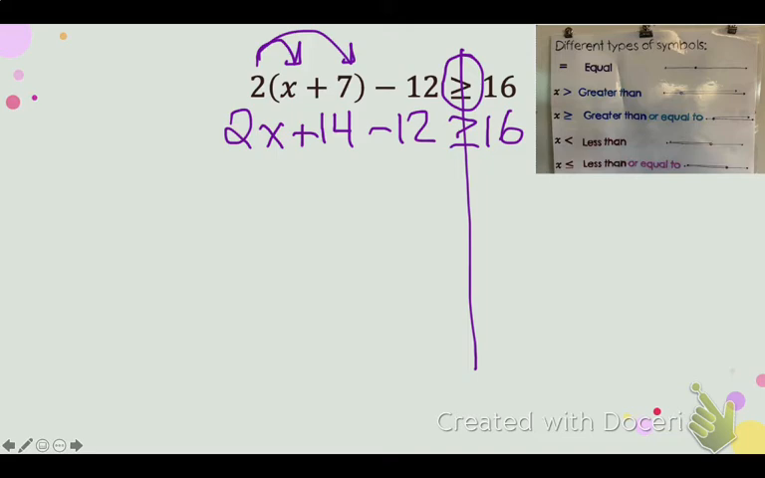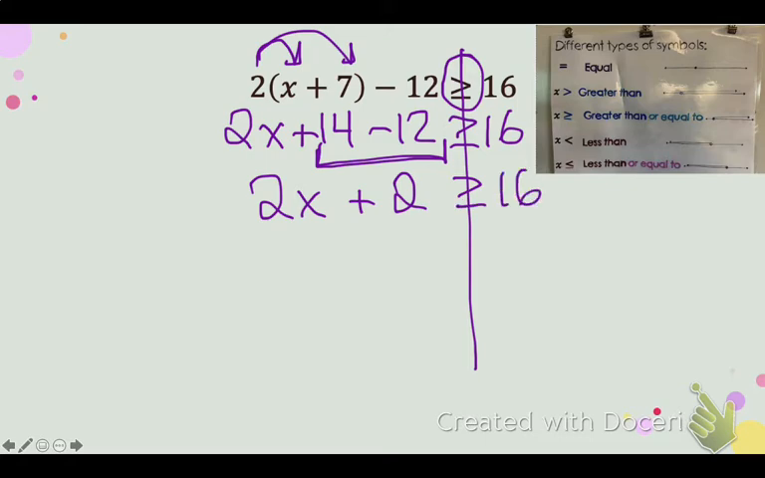Step 2 is to combine like terms. So like terms are either terms that both have an x or a variable or terms that have no variable. So 14 and 12 are like terms. And I know that I have like terms until I only have one term with a variable, like the 2x, and one number. If I have more than 2 things on one side, I have like terms to combine. So this becomes 2x plus 2. I bring down the symbol is greater than or equal to 16.